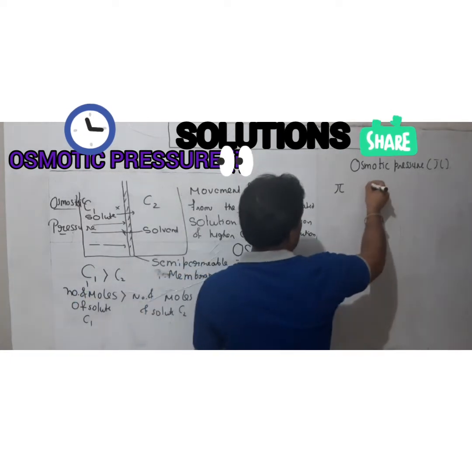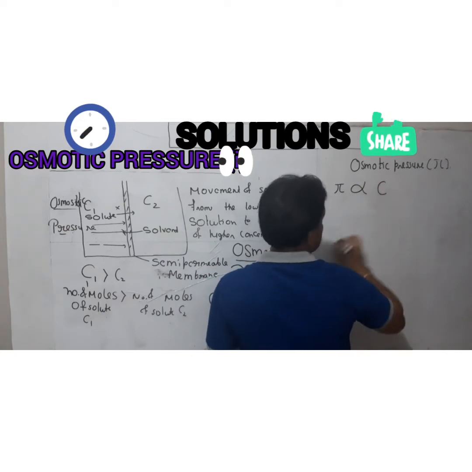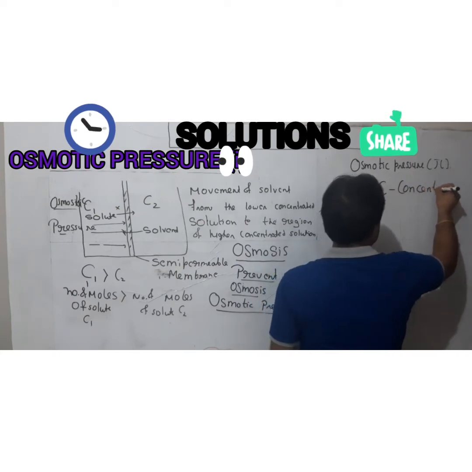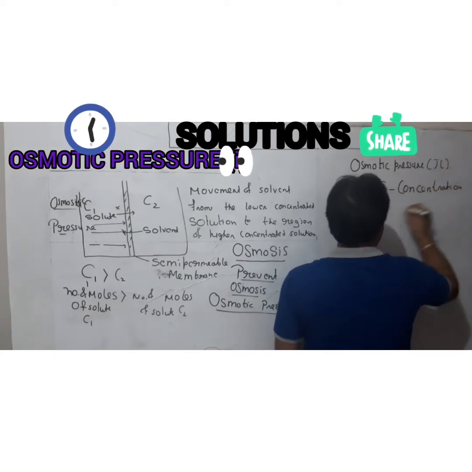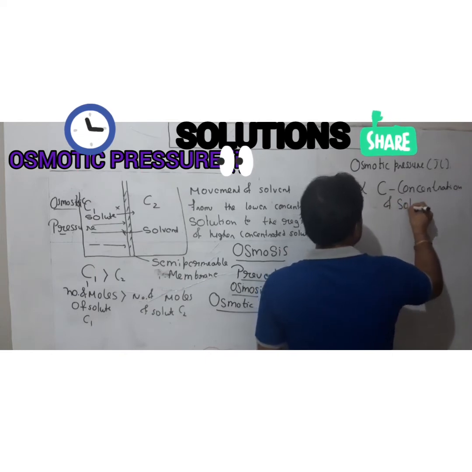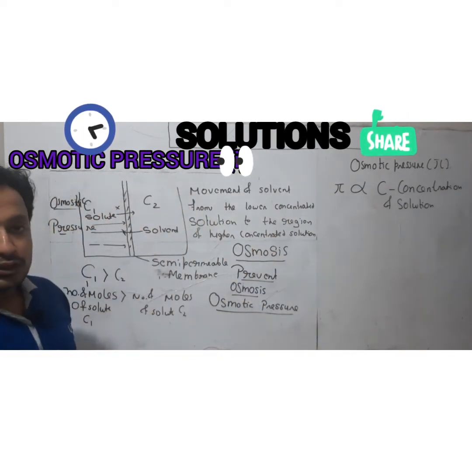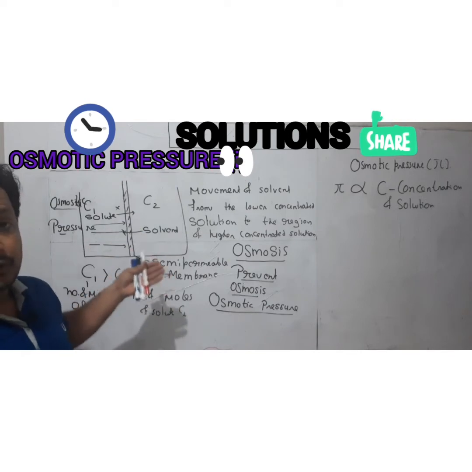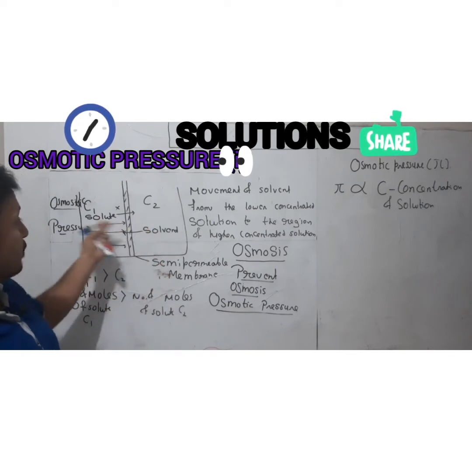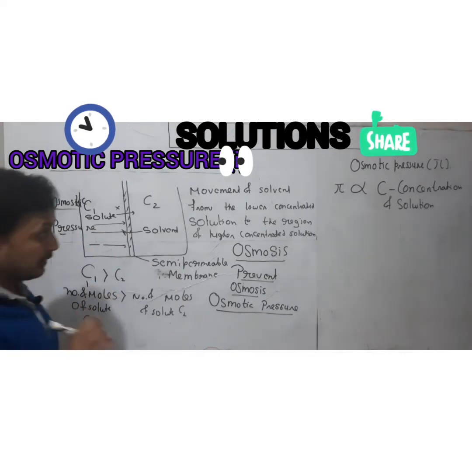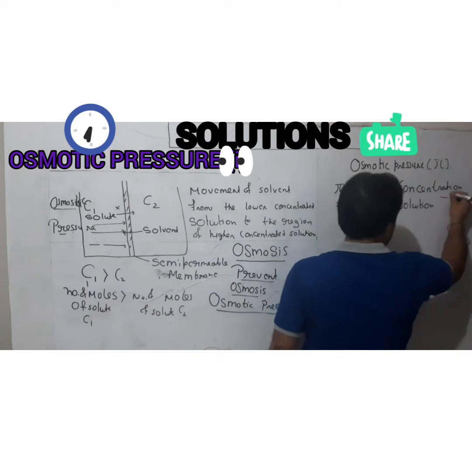So the first factor on which the osmotic pressure depends is that it is directly proportional to C. C means concentration of solution. It means that the greater the concentration of the solution, the greater is the osmotic pressure required to be applied, because if there is a greater difference in the concentration of the two components, then greater osmotic pressure is required to prevent that. That is one thing. So this is the first factor.